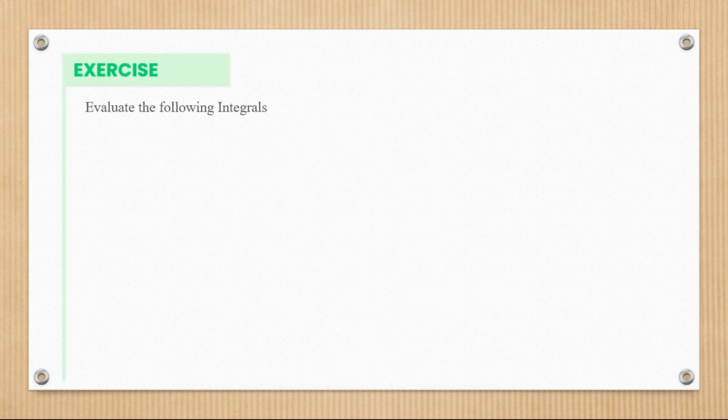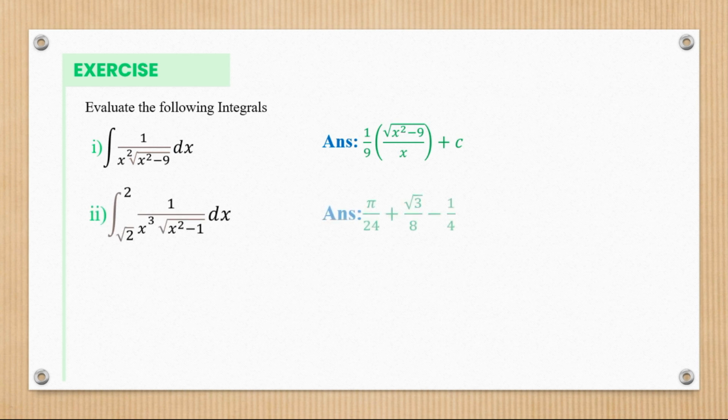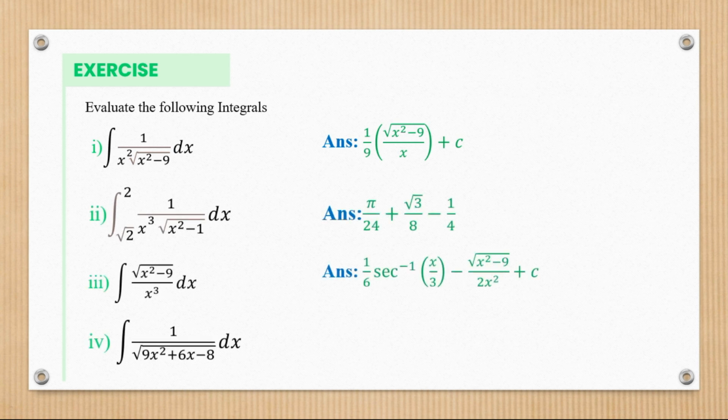Alright, so lastly I have an exercise for you. So these are numbers you can try out. Compare your answer to the answer that I actually have on the right hand side of each question. And I believe that after you've tried this out, you'll have a better understanding of trigonometric substitution using the secant.